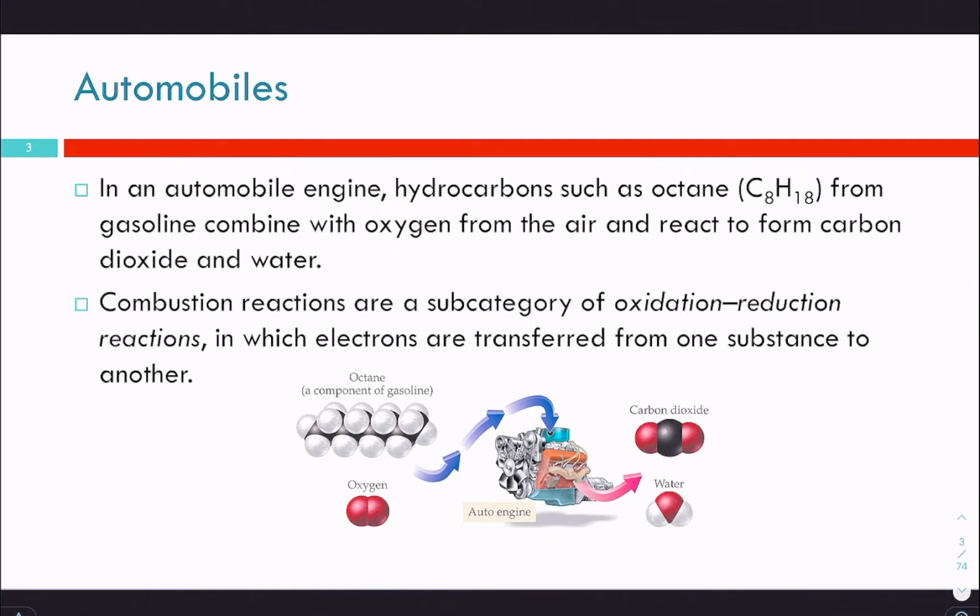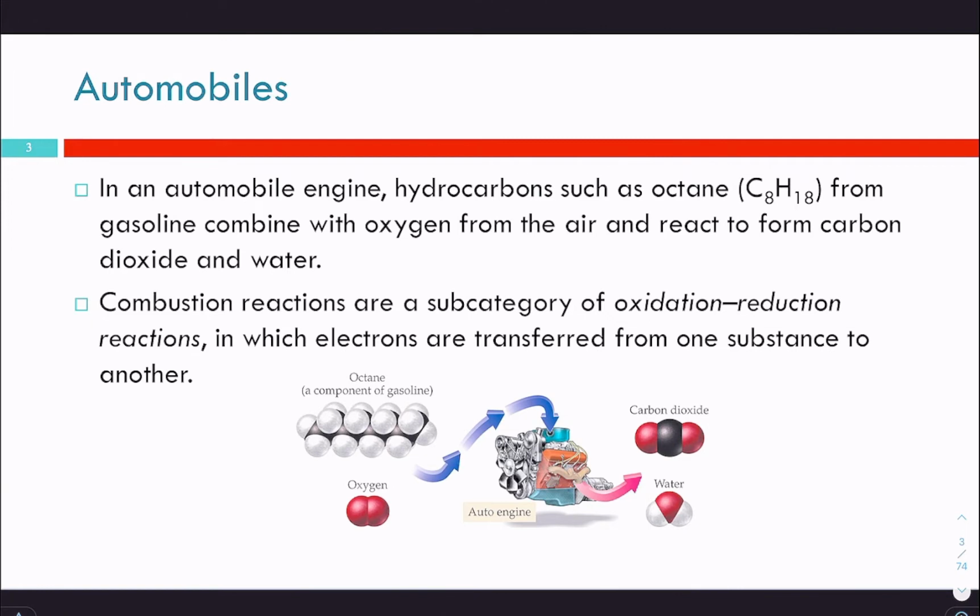Cool. So automobiles are driven by reactions. We have hydrocarbons such as octane, which is part of gasoline. It combines with oxygen in the air, reacts to form carbon dioxide and water. That carbon dioxide is really hot, and that hot gas expands, which is what pushes the pistons to make your car go.